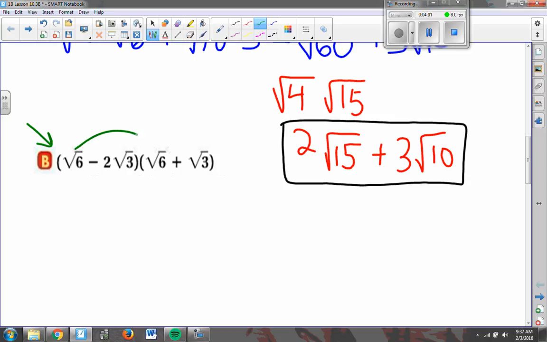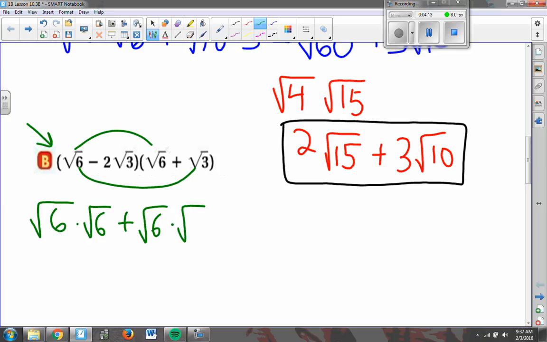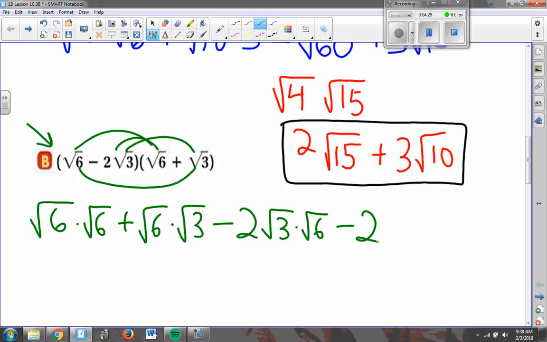So I'll start by doing first, that is the square root of 6 times the square root of 6. Outside is a plus square root of 6 times square root of 3. Inside is actually a minus 2 square root of 3 times square root of 6. And then last is also a minus 2 square root of 3 times square root of 3. And all this is multiplication.